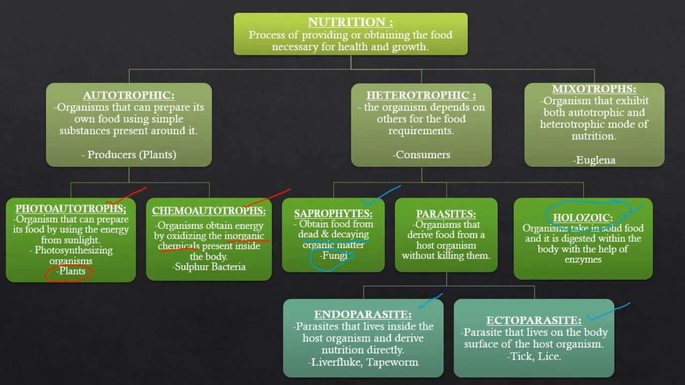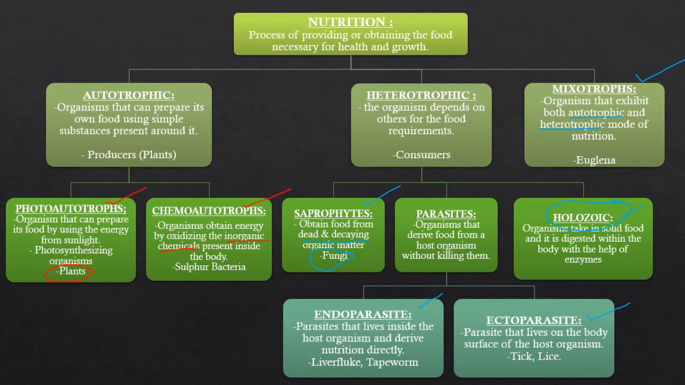The final one is the mixotrophs. Now the mixotrophs are the organisms that exhibit both autotrophic as well as heterotrophic modes of nutrition. Right. One example is euglena. Euglena is unique in the sense that when sunlight is available, when light is available, they go for the autotrophic mode of nutrition. But when they are in the dark, they remove the chlorophyll pigments, and they undergo the heterotrophic mode of nutrition.